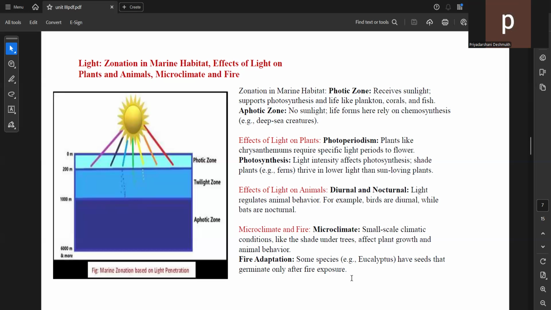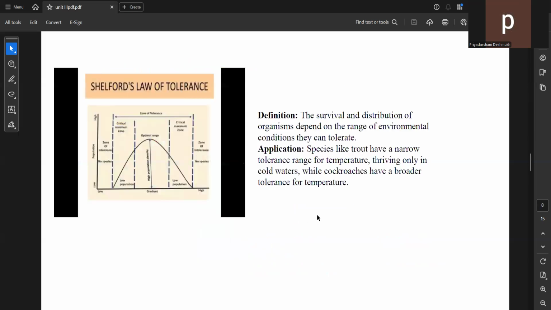The last that we are going to study here is microclimate and fire. The microclimate is small scale climatic conditions, like the shade under trees, which affects plant growth and animal behavior. Fire adaptation: some species like eucalyptus have seeds that germinate only after fire exposure. So these are some microclimate and fire effects.